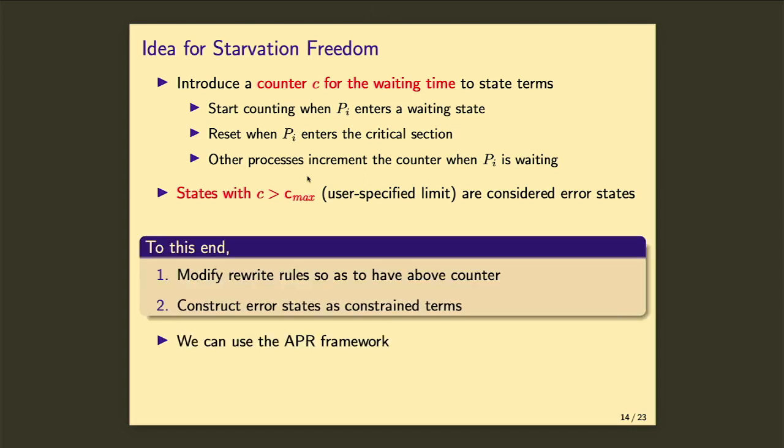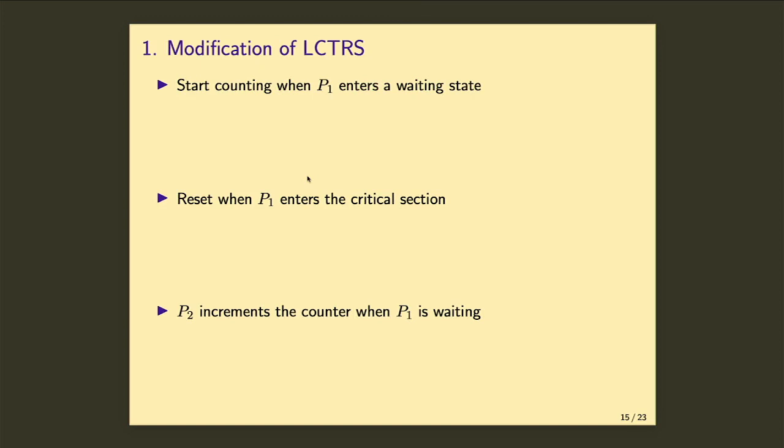So to this end, we have to modify the rewrite rules so as to have this counter. And we also have to construct error states as constraint terms. And then we can use the APR framework. So first we modify the rewrite rules of the LCDRS. I use the same example, Peterson's mutual exclusion, and verify the starvation freedom of P1. So first, we start counting when P1 enters a waiting state.